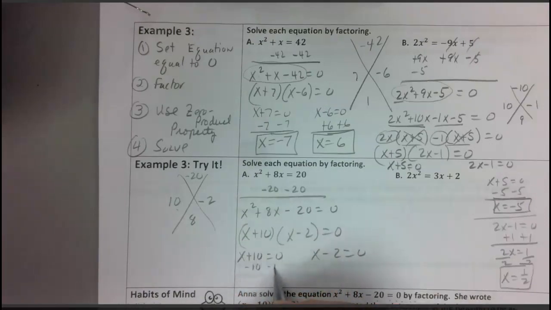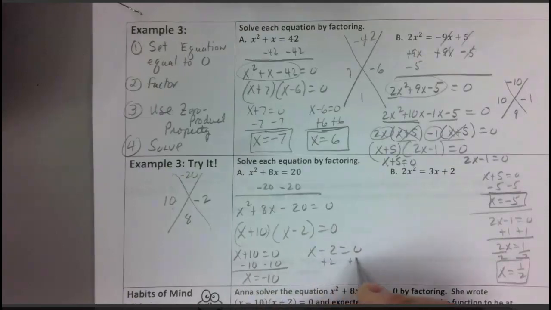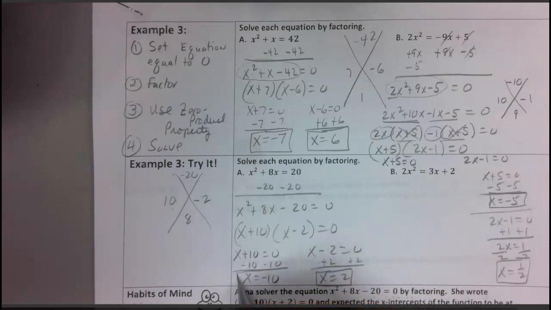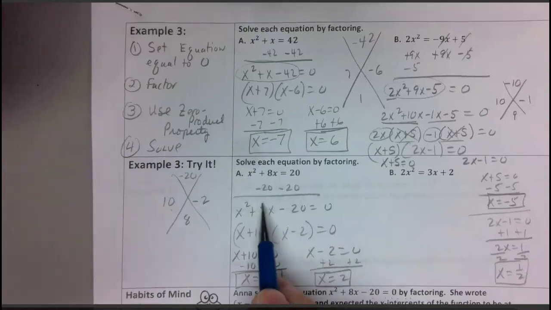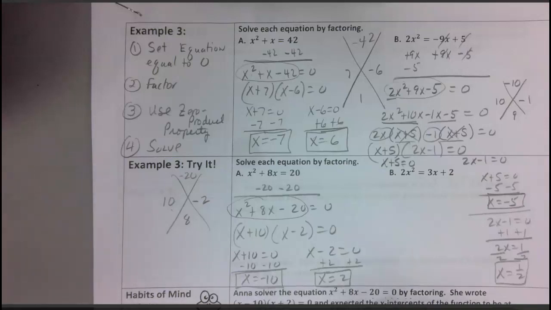Subtract 10. x equals -10. Add 2. So x equals 2. So there are my zeros: x equals -10 and x equals 2. If I graph this parabola, it would intersect the x-axis at -10 and 2.